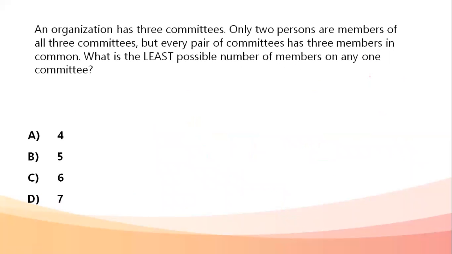Last question. An organization has 3 committees. Only 2 people are members of all 3 committees, but every pair of committees has 3 members in common. What is the least possible number of members on any one committee? Okay, so let's say A and B are common in all the committees. A and B, they are common in all committees.